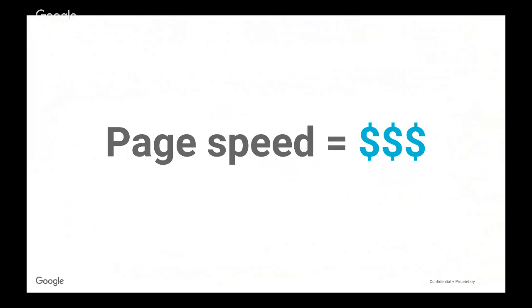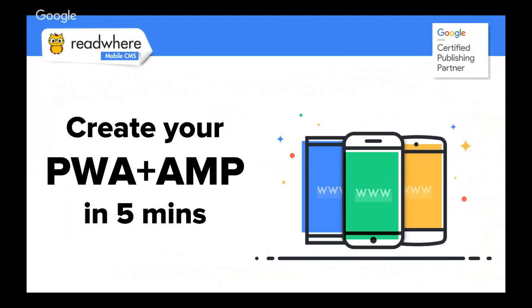Thanks, Shruti. Hi guys, my name is Vaibhav and I'm from the Readware team. Readware is a Google certified publishing partner and we have been working with Google since 2013, and we are helping publishers optimize their ad revenue and improve their desktop and mobile experiences. Today, we are here to talk about how you can create your own PWA plus AMP solution in less than 5 minutes. Yes, I know this is hard to believe, but yeah, we are making this happen.